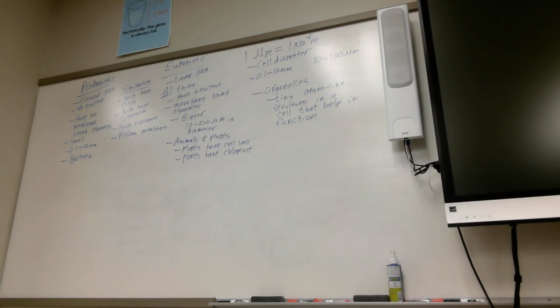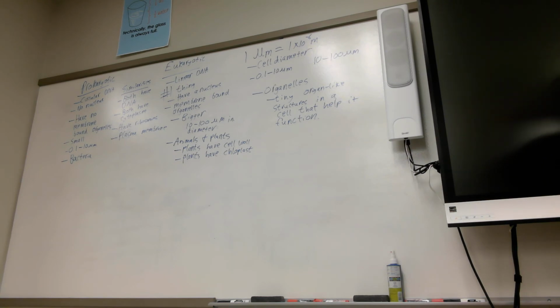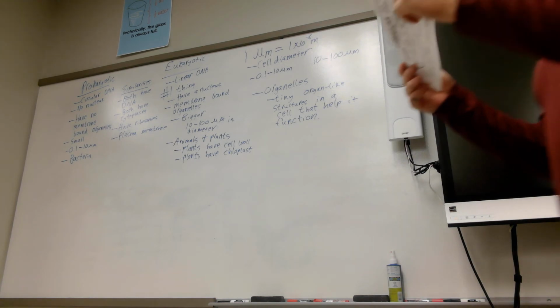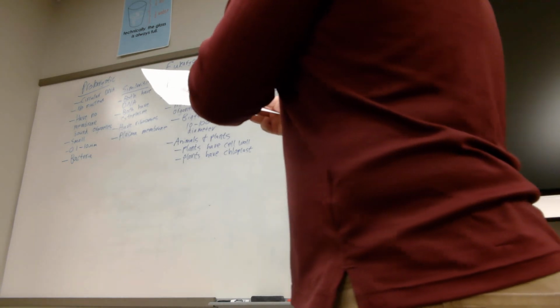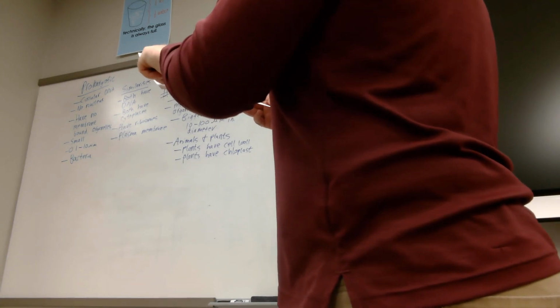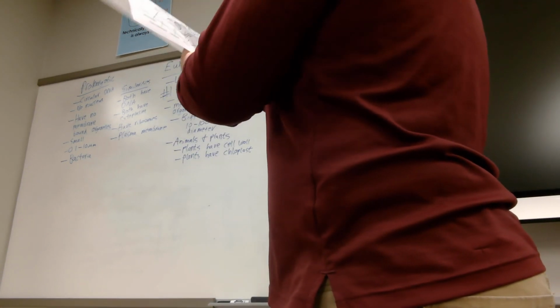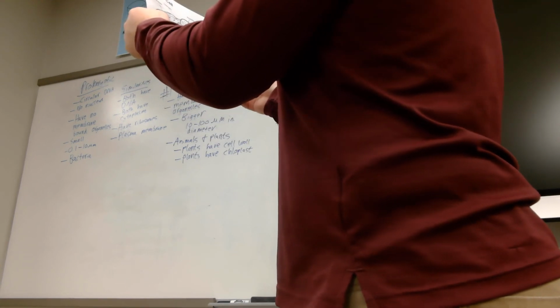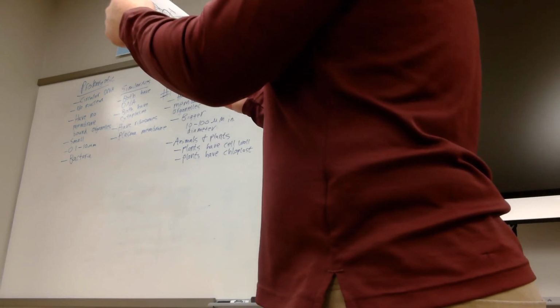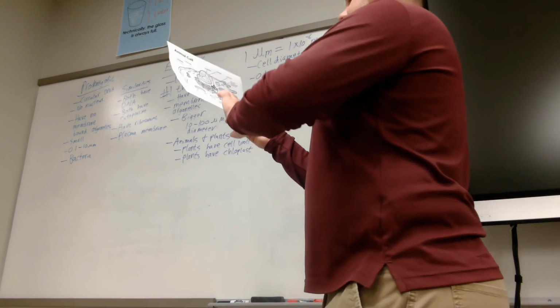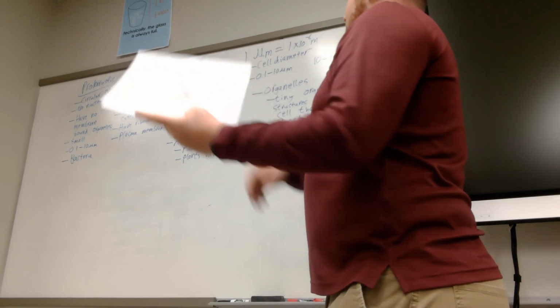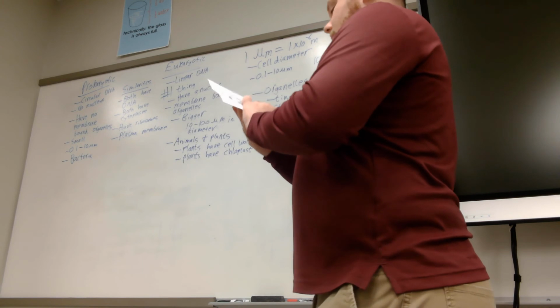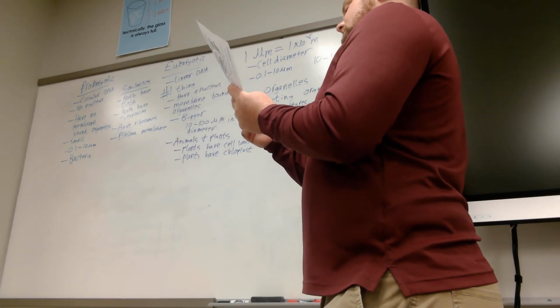So, what I'm going to do is pass these around. Okay? Front side, back side. Now, looking at this, plant cell versus animal cell. Alright, looks like for the most part, the only two things that aren't on the animal side are the cell wall and the chloroplasts, from what I can see.